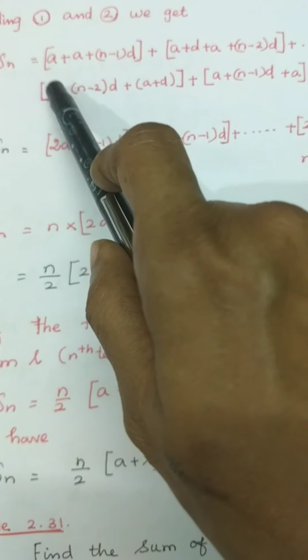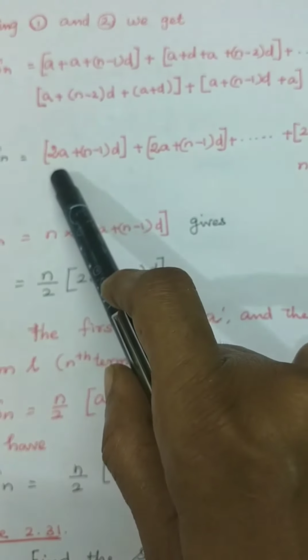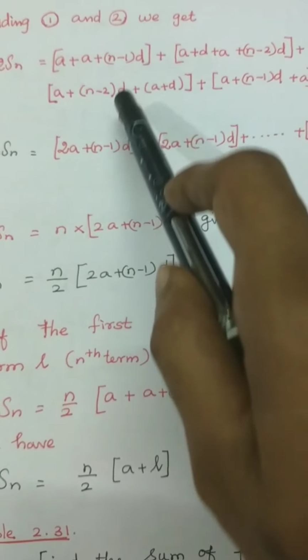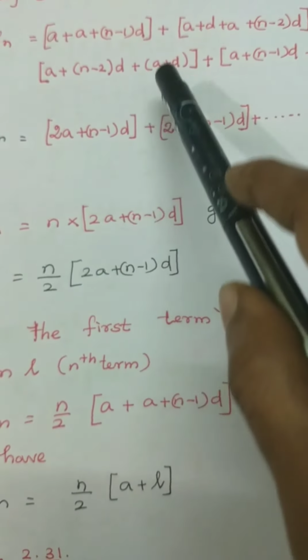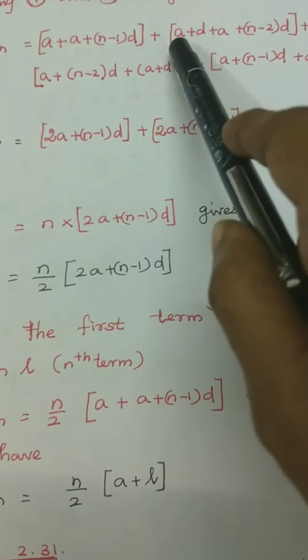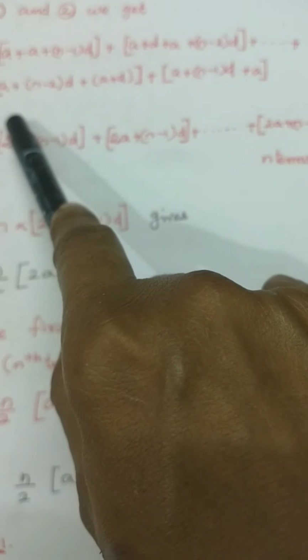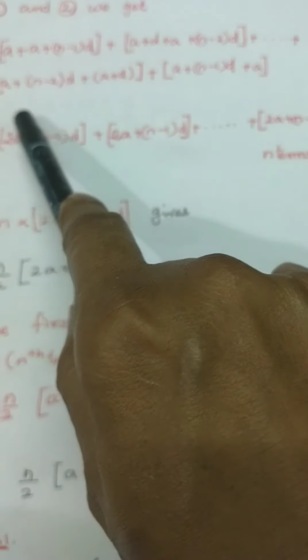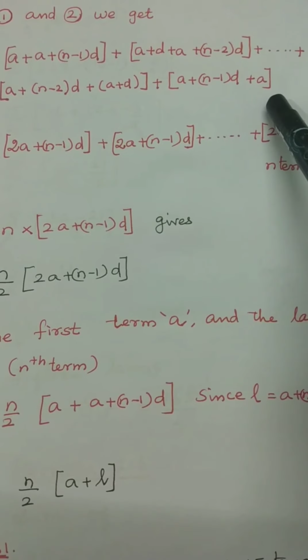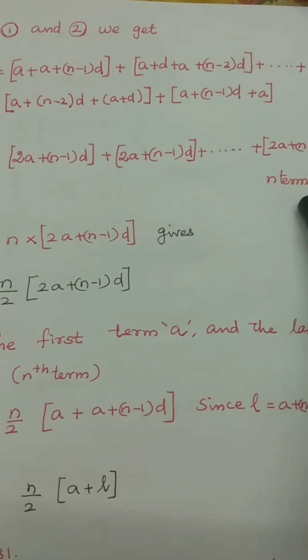If we simplify, A plus A comes 2A plus n minus 1 into D. Plus A plus A, 2A plus n minus 1 into D. Here D, here n minus 2D. We are subtracting 1D, then n minus 1D, plus and so on. The last term also comes as 2A plus n minus 1 into D.